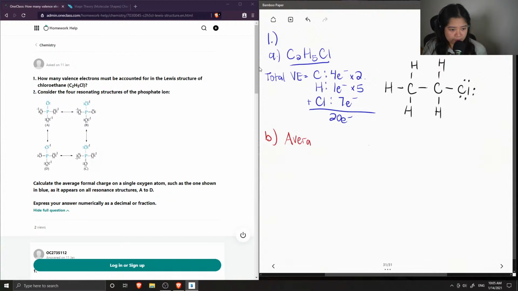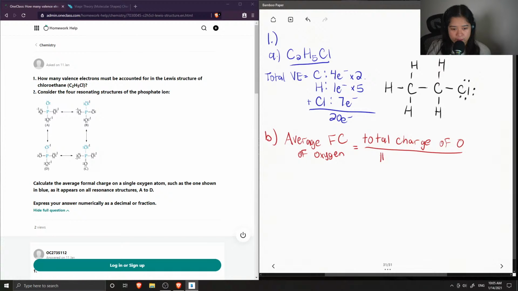So to calculate the average formal charge of the single oxygen, and it looks like it should be the same, this is equal to the total charge of oxygen divided by the number of oxygen atoms.